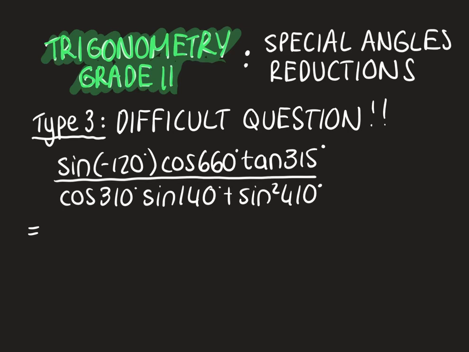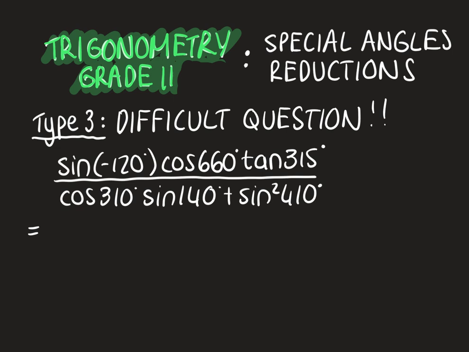Today we are going to deal with the type 3 grade 11 trigonometry special angles and reduction question. This is a more difficult, exam-level type question, where we've included quite a bit. We're reducing, we're using special angles, and we're also dealing with big negative angles and extremely big positive angles. So theory-wise, we need to know our CAST diagram, our special angles and triangles, how to reduce, and our co-ratios.